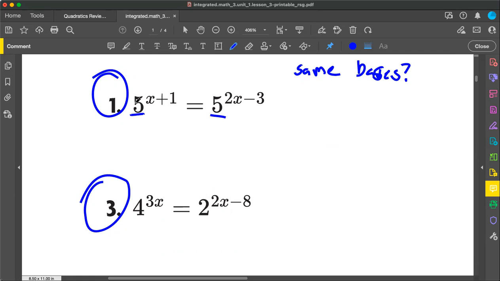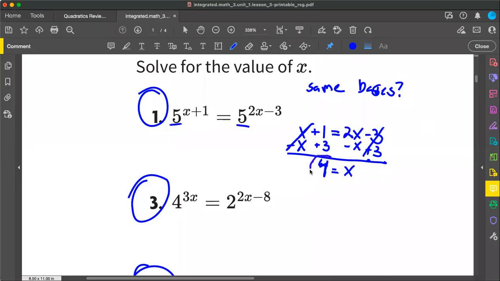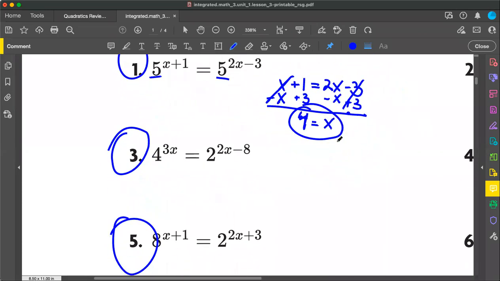So luckily, since these have the same base, we can just set the exponents equal to each other. You're solving x plus 1 equals 2x minus 3. I'll give you a moment to solve that and see what the outcome's going to be. So hopefully when you balance this out, you get that x equals 4. Hopefully that one was pretty simple.